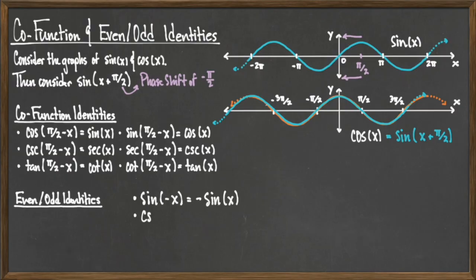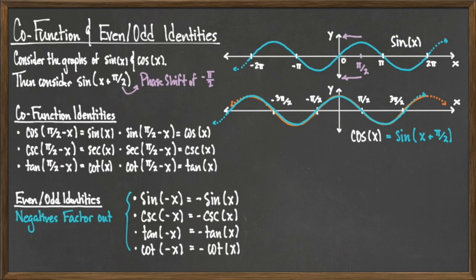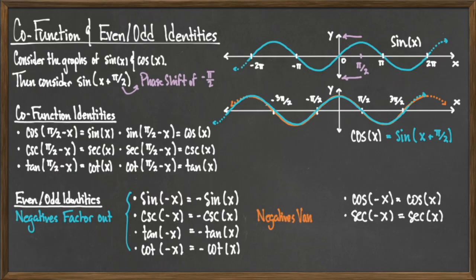And last we have the even and odd identities. The first set of identities, which are going to be our odd identities, essentially say that for these four trig functions, whenever I'm evaluating them at a negative value, that negative sign can factor out front. Our next two identities are called our even identities. The cosine and secant functions essentially don't notice negatives. If I look at cosine of negative x, it's the same thing as cosine of positive x. And the same thing happens with the secant function.